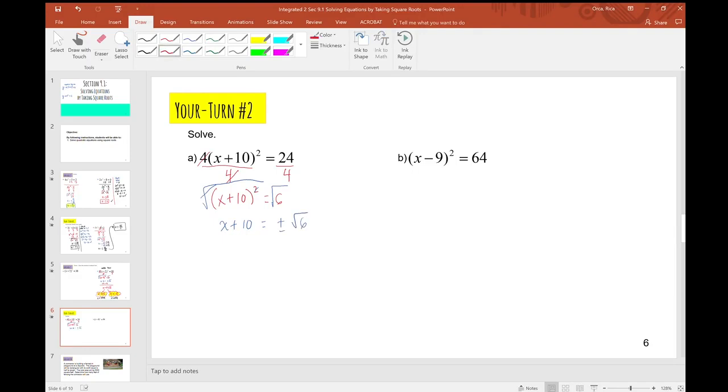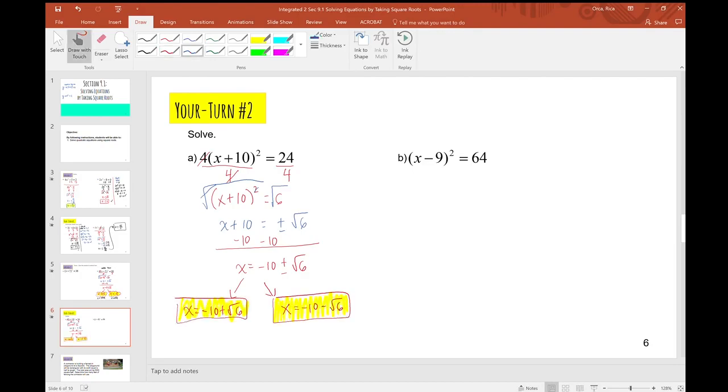Remember, when you take the square root of both sides, a plus or minus appears on the other side of the equation. So now we want to subtract 10 to both sides, and we get x equals negative 10 plus or minus the square root of 6. Don't combine negative 10 with 6 because they're not like terms. That 6 is under a radical. So class, our two solutions are x equals negative 10 plus radical 6 and x equals negative 10 minus radical 6.